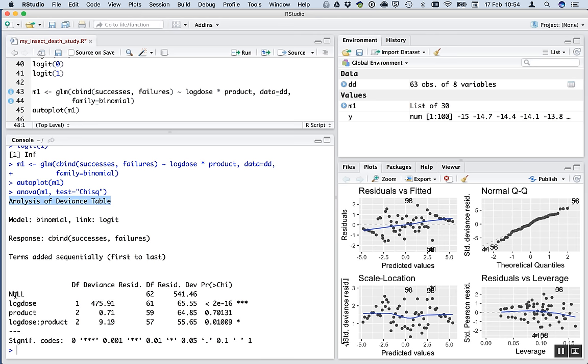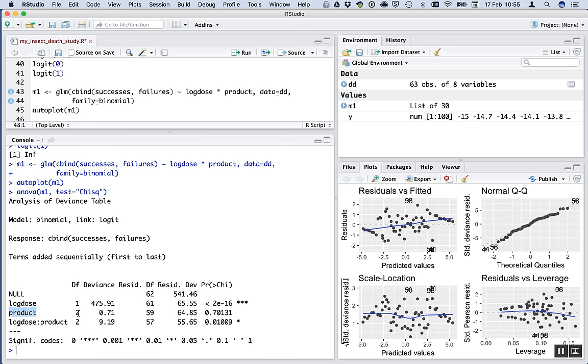So reading this, we see the first line is a model without anything, or just a model with an intercept. And there, we have 541.46 residual deviance, the unexplained deviance. Now, when I added log dose to the model, the deviance is reduced by 476-ish units. That's a massive reduction in what's left unexplained. Here is what is left unexplained. It's not that much. So 65.55 here plus 475.91 equals 541.46.